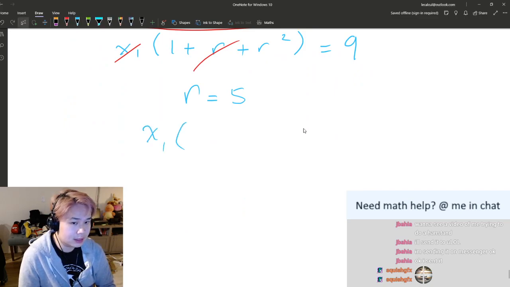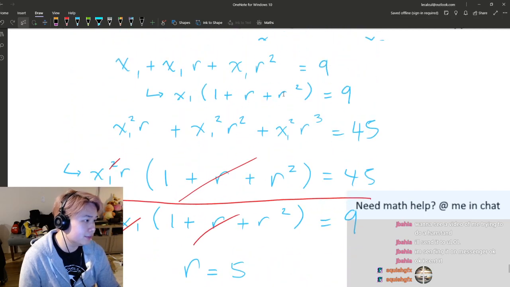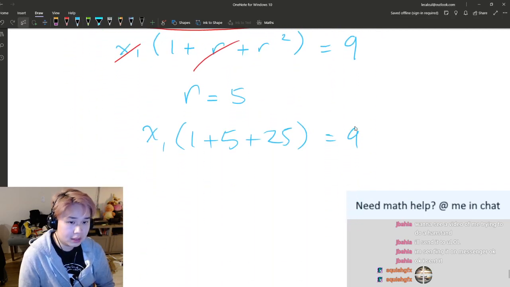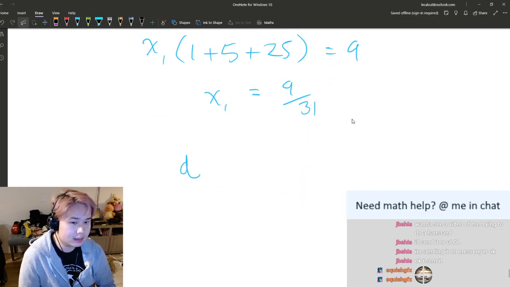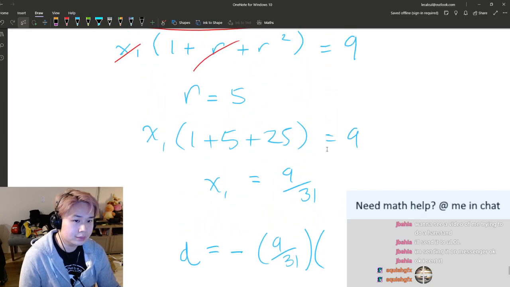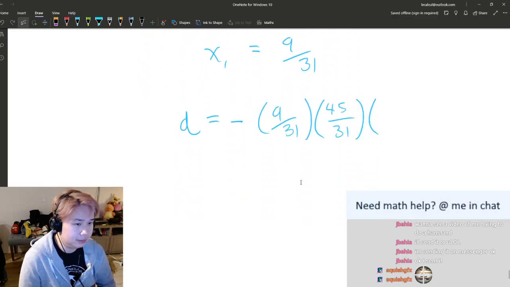So x1 is 1 plus 5 plus 25, which equals 31. So I'm just taking this formula right here. So x1 is 9 over 31. And then the coefficient d is negative x1 times x2. So x2 is 45 over 31 times x3, which is another thing.